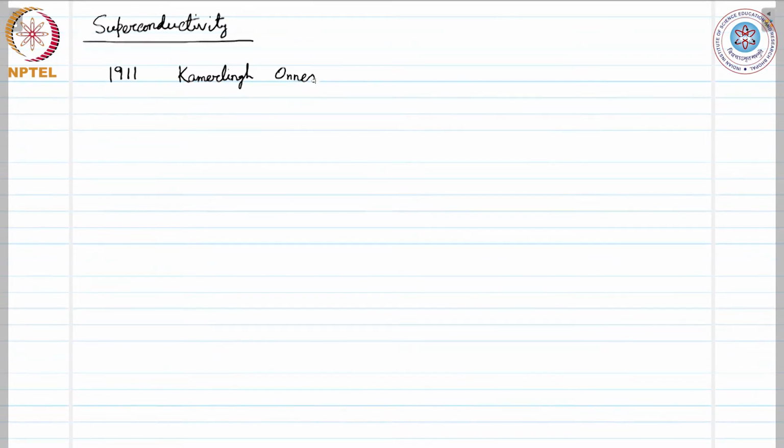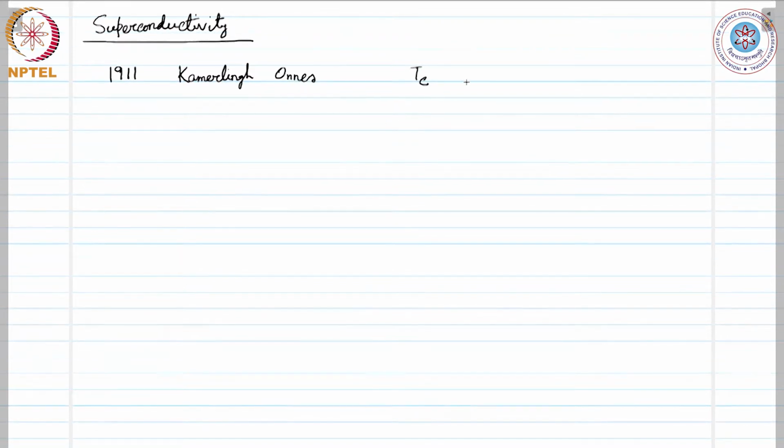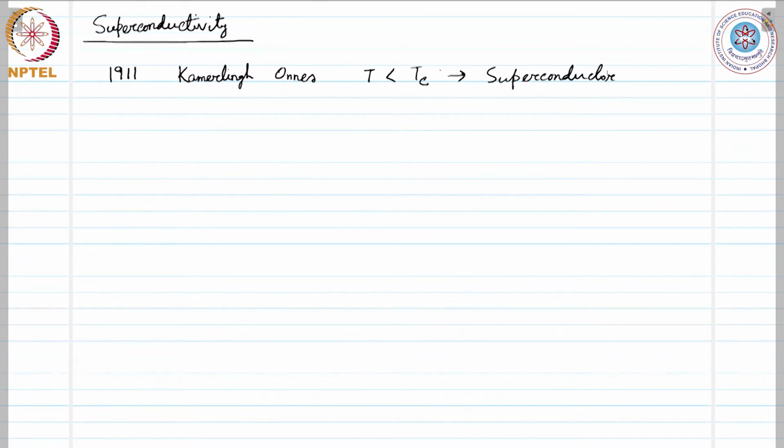At a critical temperature, we call it Tc, the specimen undergoes a transition from a state of normal electrical resistivity to a superconducting state. Below Tc, it is a superconductor. And for T greater than Tc, the material is a normal conductor.